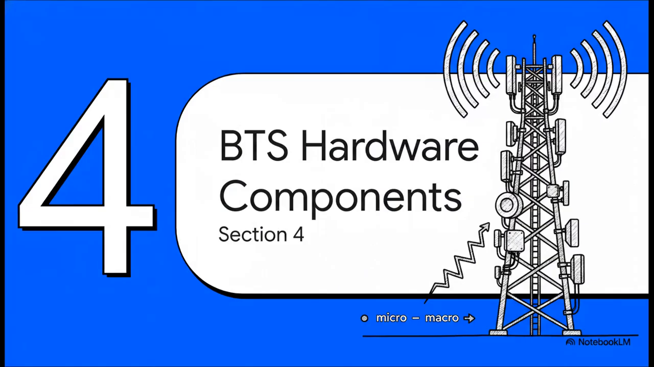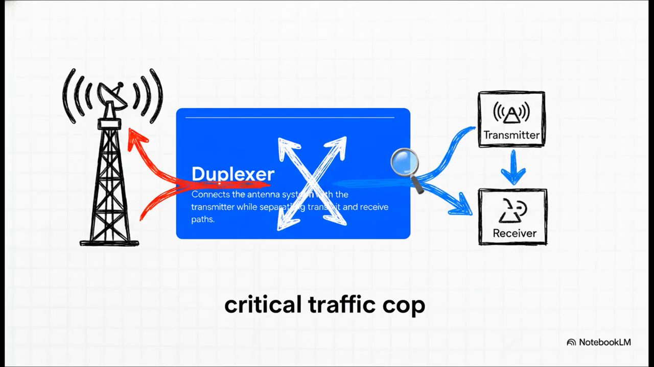Let's zoom in a bit for Section 4, essential BTS hardware components. Down at the physical tower level, the first absolutely crucial component is the duplexer. This is a specialized device used to connect the antenna system with the transmitter while safely separating the transmit and receive signal paths. Essentially, a duplexer acts as a critical traffic cop for the data. It allows a single antenna to both send and receive simultaneously without the high-powered transmit signal completely blowing out the highly sensitive receiver. It literally prevents the entire system from getting its signals crossed.